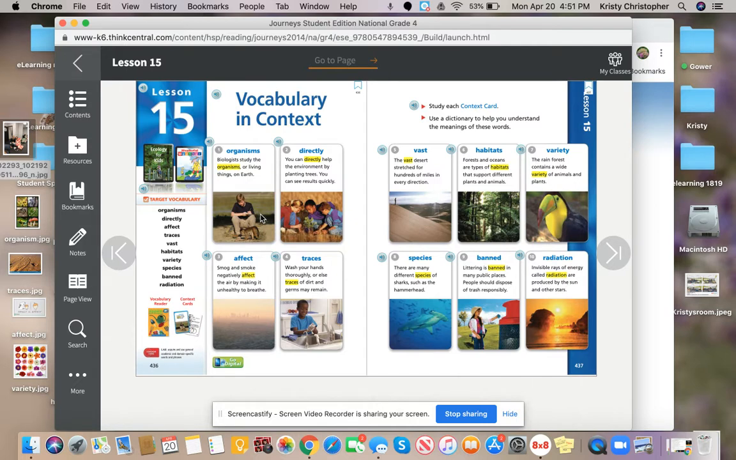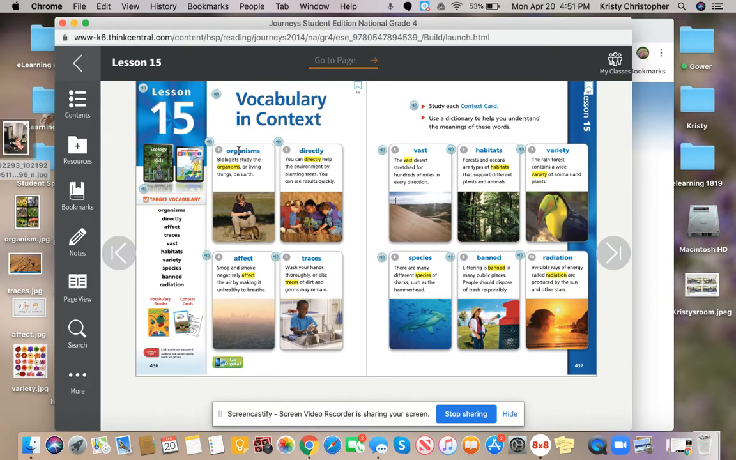Open up your books, find your Journeys books, and open them to page 436 and 437 so you can follow along. So let's go ahead and just go in order. I'm just going to talk about each one just so you have an idea of how to use them, or some little hints for remembering your vocab.